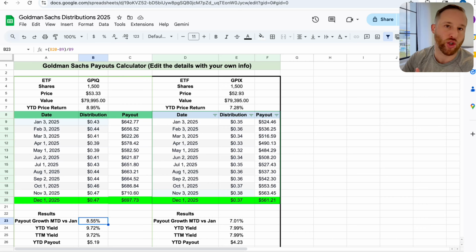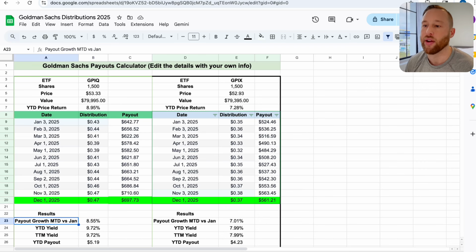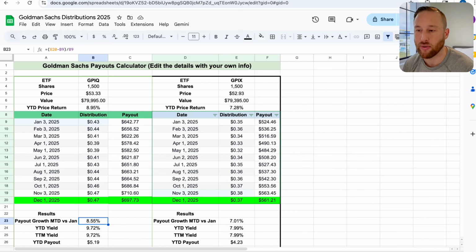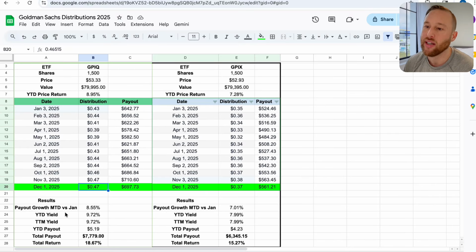Now, of course, it fluctuates. Sometimes the payouts are weaker, sometimes they're stronger. But versus January of 2025, we have a 9% growth on this payout, which is great to see. And their year-to-date and trailing 12-month yield is about 10% for GPIC, guys.